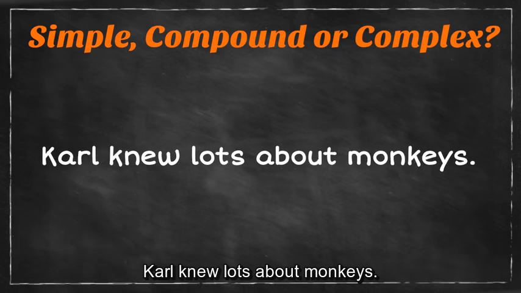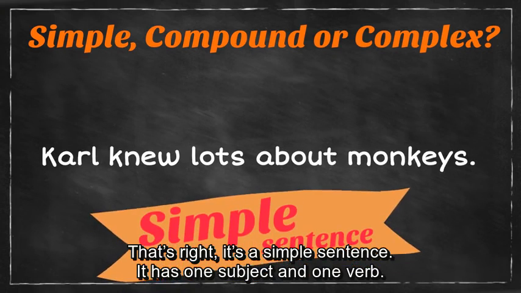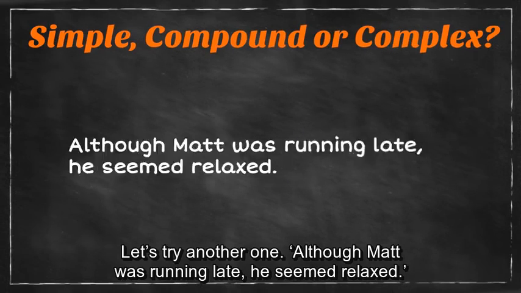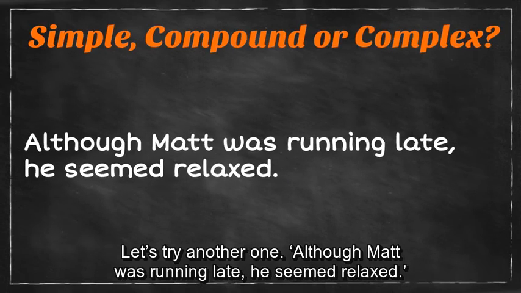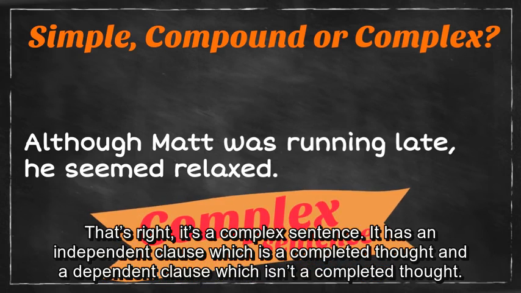Carl knew lots about monkeys. That's right, it's a simple sentence. It has one subject and one verb. Let's try another one. Although Matt was running late, he seemed relaxed. That's right, it's a complex sentence. It has an independent clause, which is a completed thought, and a dependent clause, which isn't a completed thought.